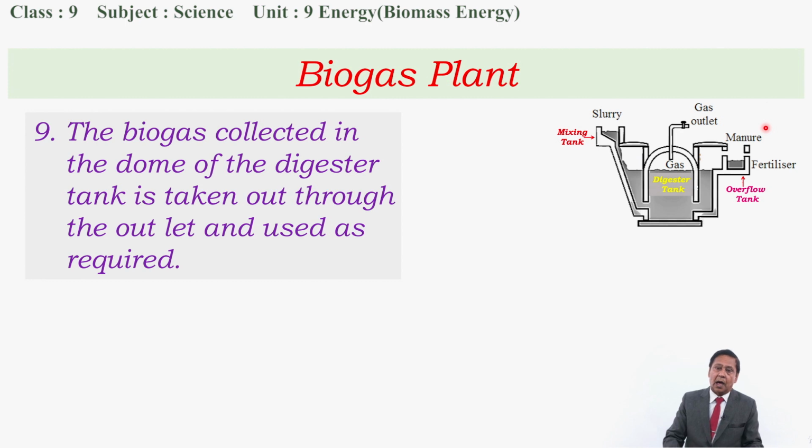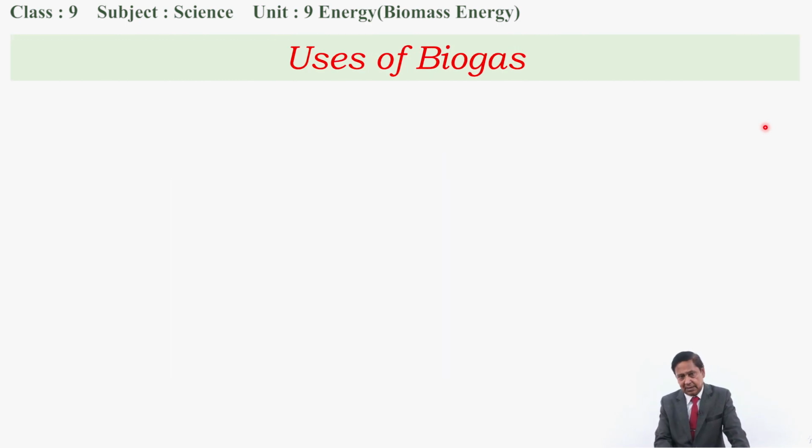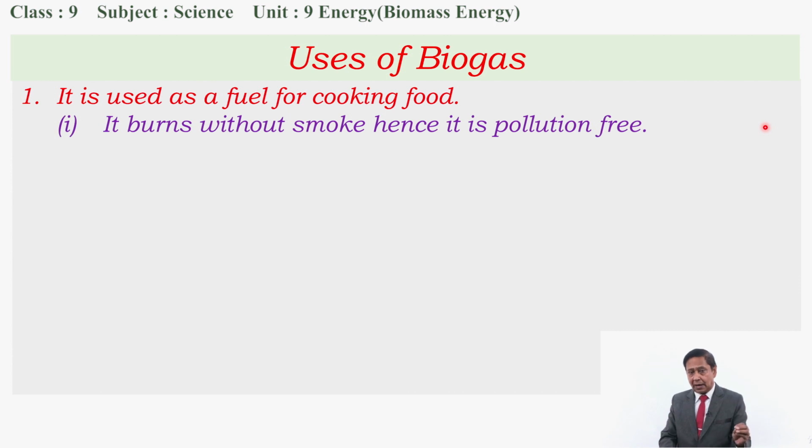Okay, now look at this biogas plant again. We can make this biogas plant whenever, wherever we need to make it. We can make this easy and very simple diagram to represent a biogas plant. And if you are asked about the uses of biogas, then you can say it like this. It is used as a fuel for cooking food. Why should we use biogas for cooking? Why not firewood? Why not liquefied petroleum gas? The question may be like this also. We can say this way: it burns without smoke, hence it is pollution free. That's why it can be used in cooking.